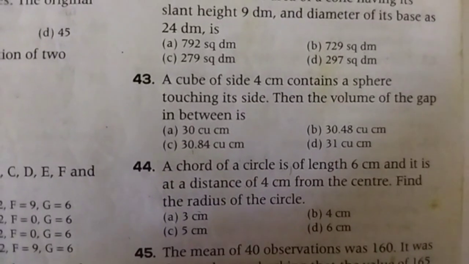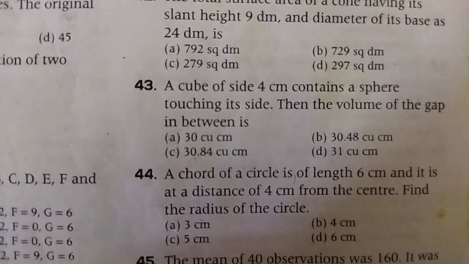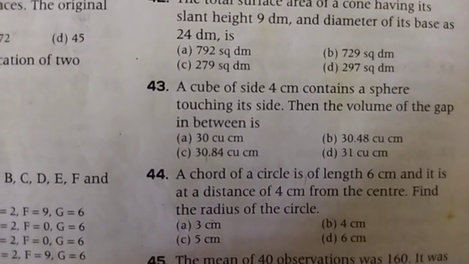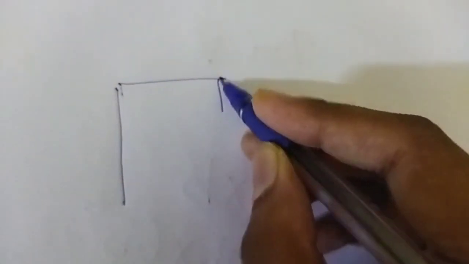A cube of side 4 cm contains a sphere touching its sides. Then the volume of the gap in between is. There is a cube. So let me take this as a cube.